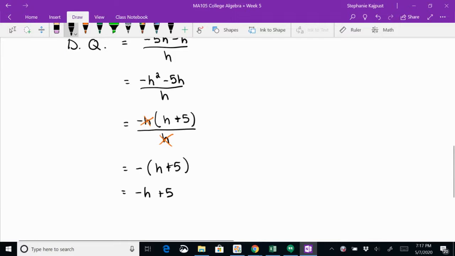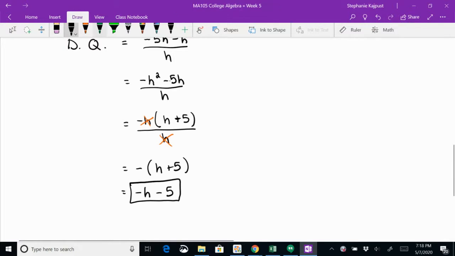Oh, never mind, that still isn't h minus 5. I actually switched my sign again. That should be a plus 5 right there, and then you multiply, you get negative h minus 5. And so that is the result of the difference quotient.